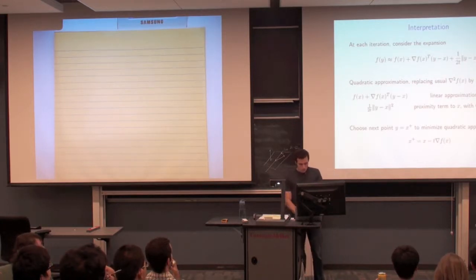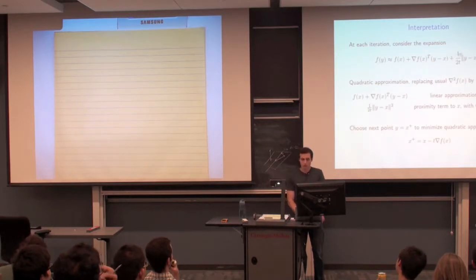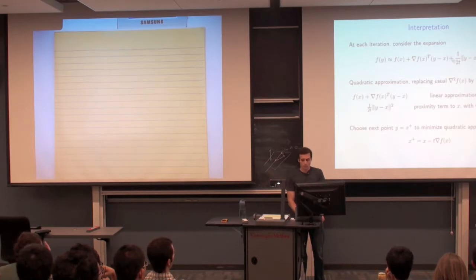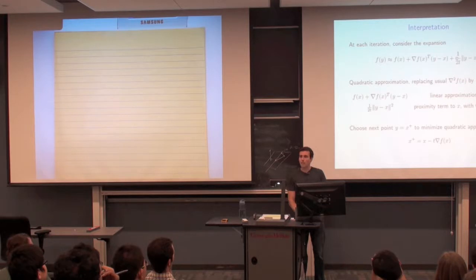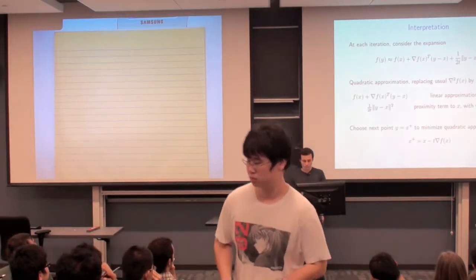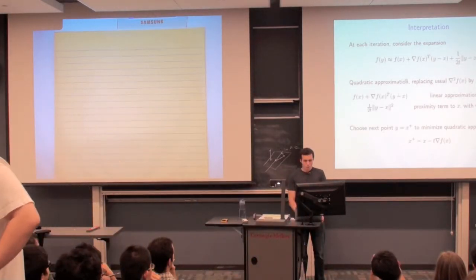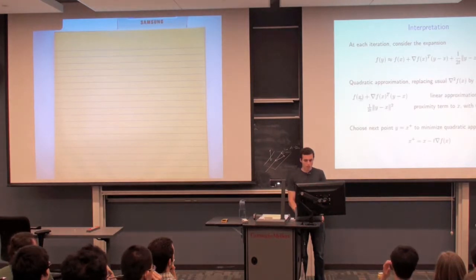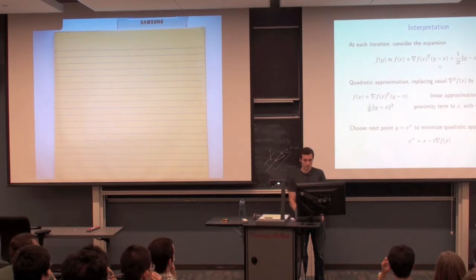Okay, so what is the interpretation for that? Well, this is kind of like a quadratic expansion, right? But we've replaced the Hessian matrix, nabla squared of f, with an identity matrix times 1 over t. So it's kind of like a quadratic expansion, except we've regularized the Hessian in a way. And what have we done? Well, we said that we want to actually look at two terms. This is a linear approximation to f, right? This first term here. The second term is a proximity term to x, our current iterate.